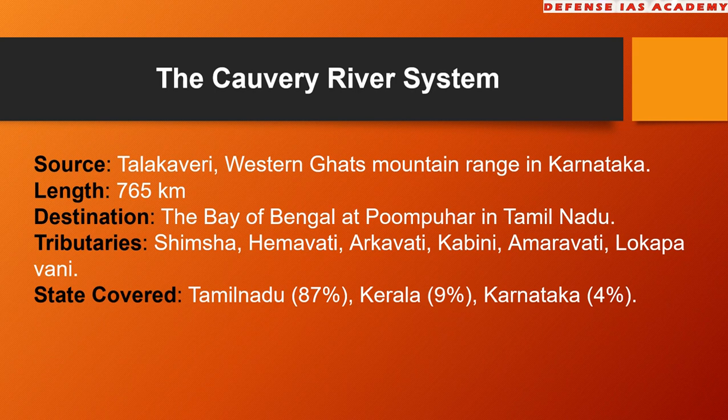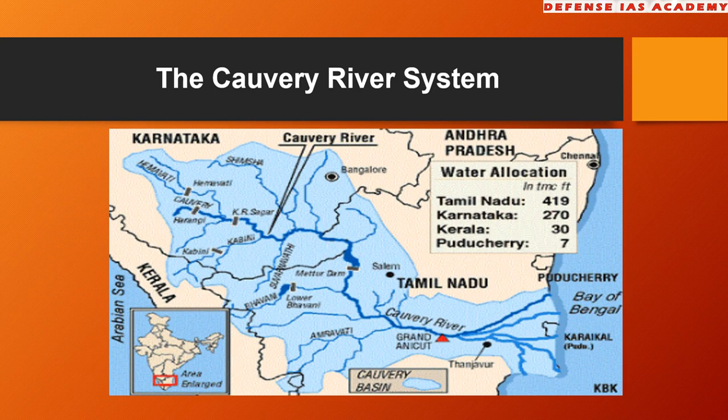Then the tributaries are Shimsha, Hemavati, Arkavati, Kabini, Amravati, Lokapavani, etc. The states covered are Tamil Nadu, Kerala, and Karnataka. Most of the water is present in the Tamil Nadu region. Kerala has 9% of the water, and Karnataka has 4% of this river system. Often there is a dispute between Tamil Nadu and Kerala regarding this Cauvery river system. Okay.